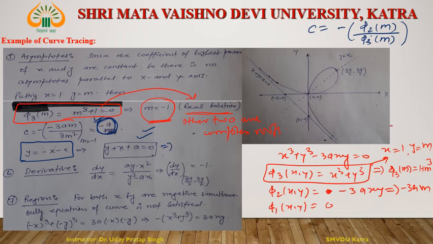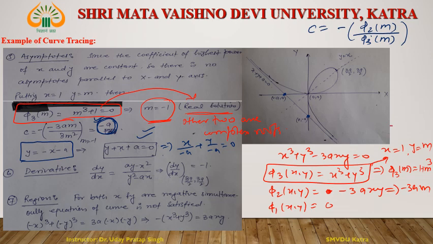It means this is something like this: x by minus a plus y by minus a is equal to 0. That is, the intercepts on the x-axis and y-axis are minus a and minus a. This asymptote passes through these 2 points, (0, minus a) and (minus a, 0). This is the asymptote.